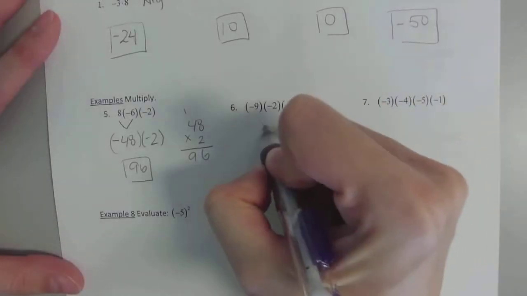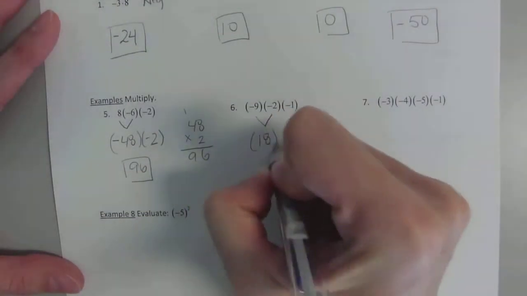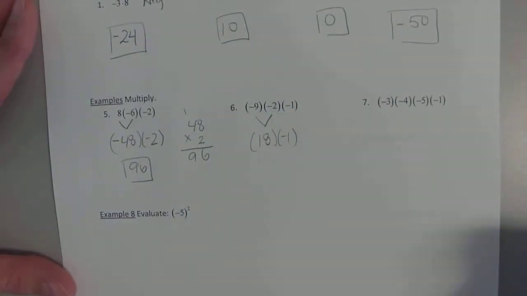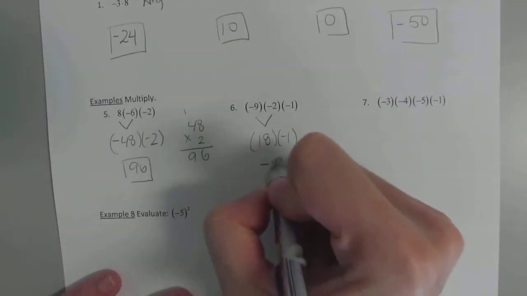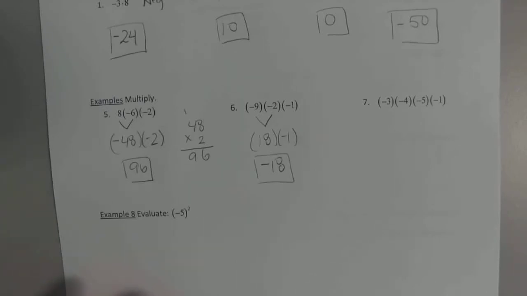Negative 9 times negative 2 will give you a positive 18. But then what are we multiplying by? A negative. So we know the answer will be negative, but what's 18 times 1? Just 18. So our answer is negative 18. Isn't this easier than subtraction? That's what I told you. And that's usually not the truth. Usually multiplication and division are the harder.